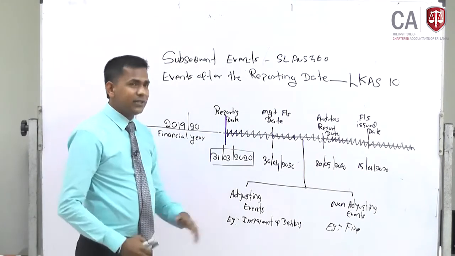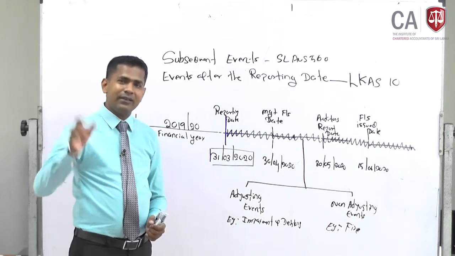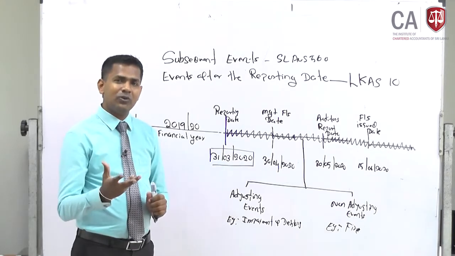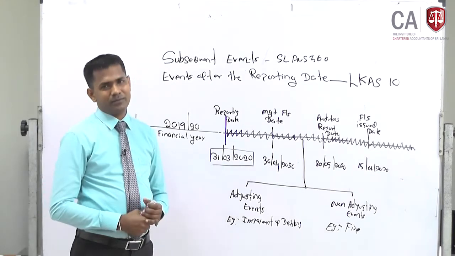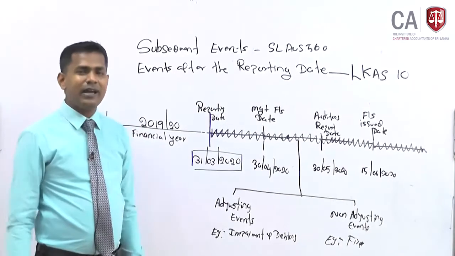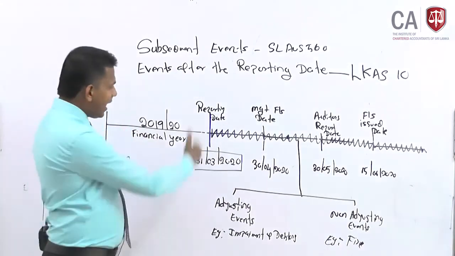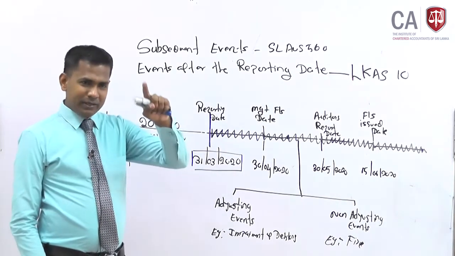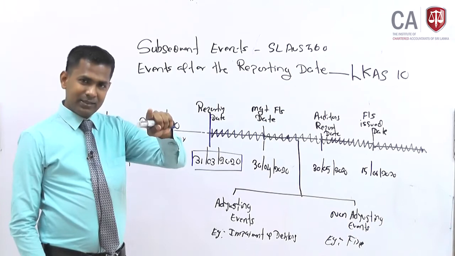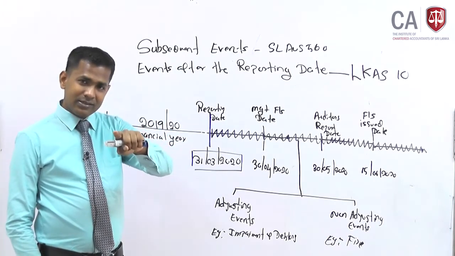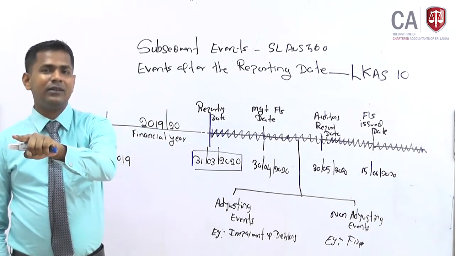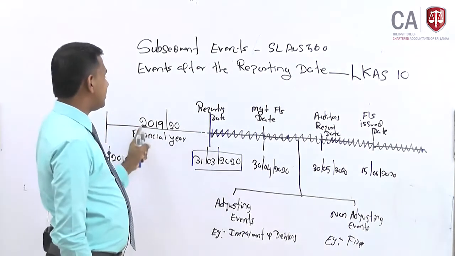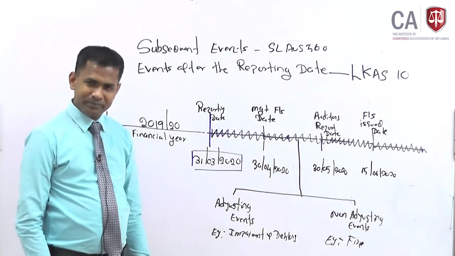Unfortunately, on the 16th of April, a sudden fire comes out in the factory or the store, and the entire 100 million got damaged. When this entire 100 million got damaged, we know we had 100 million stock on 31st March 2020. Whether the loss arising because of this fire subsequent to the reporting date, whether that loss should be adjusted in the 31st March 2020 accounts.